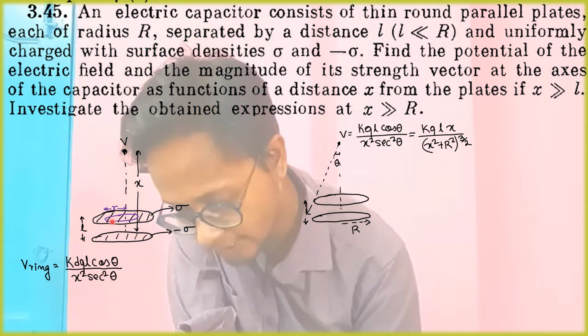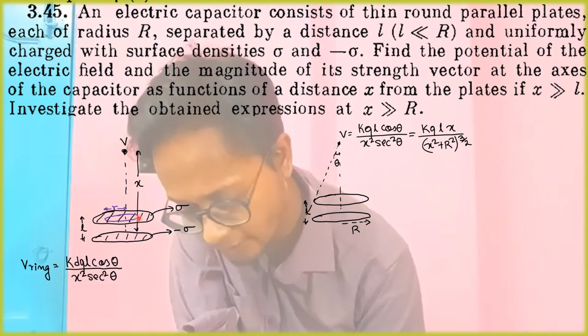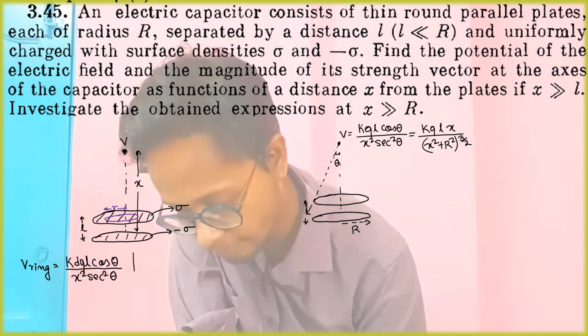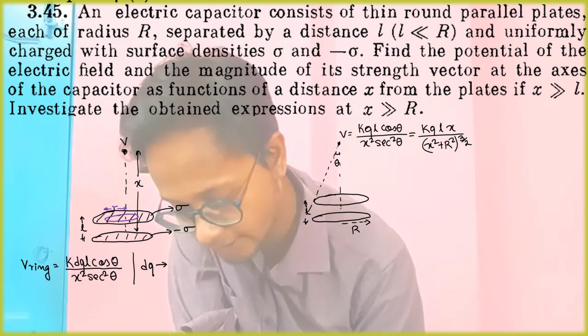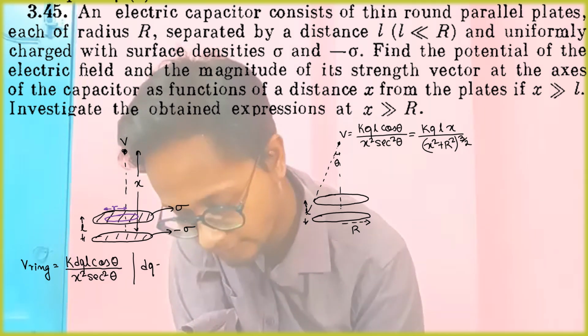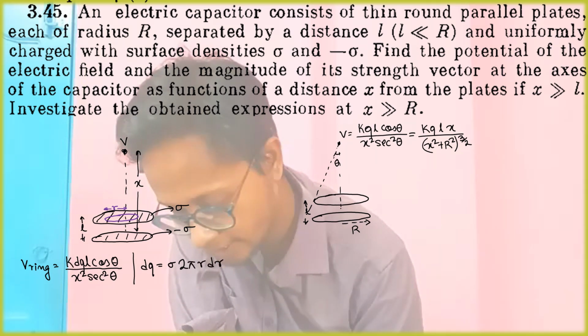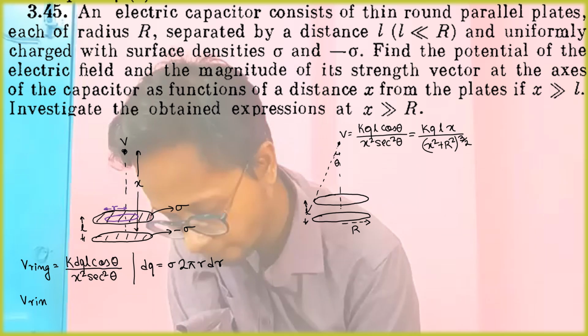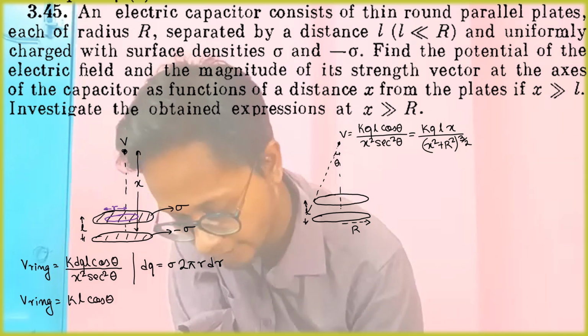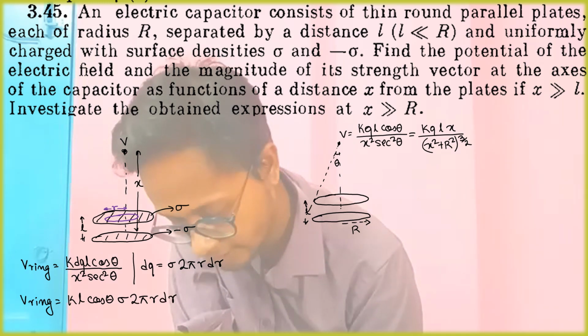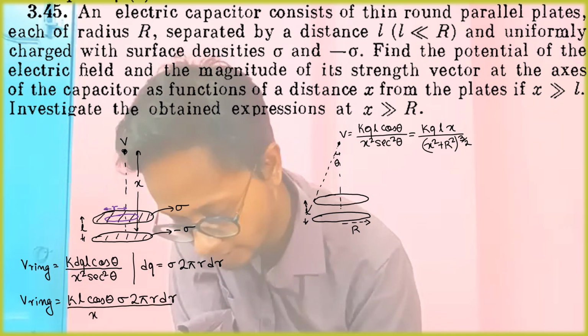Now what is the charge in the elemental ring? The charge density times the area of the ring. So dq, the elemental charge in the ring, is charge density sigma times the area of the ring. The area of the ring is 2 pi r dr. So if I write this, V of the ring is equal to k l cos theta, and writing dq, sigma 2 pi r dr, divided by x square sec square theta.